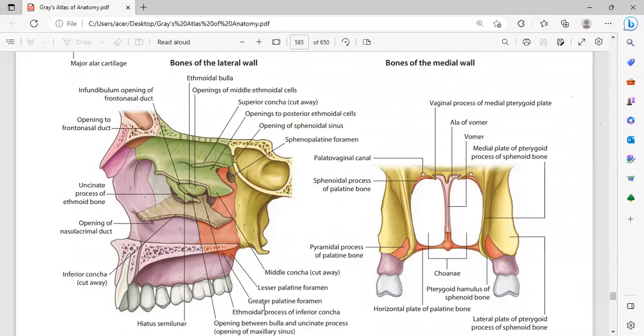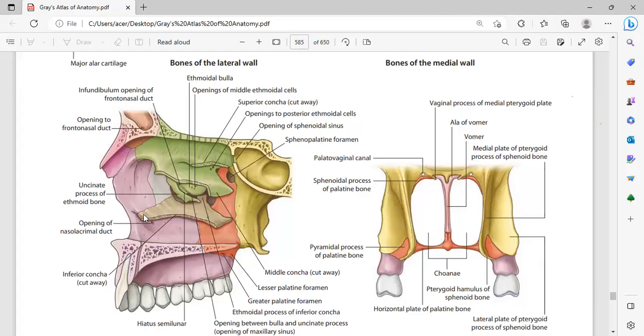And also you have the opening of the maxillary sinus here. Okay, so this is the opening of the maxillary sinus. So here you have four openings. One is the anterior ethmoidal and the frontal sinus, which open in the hiatus semilunaris, then the opening of the middle ethmoidal sinus, and finally the opening of the maxillary sinus. So that will open here, right? Okay.